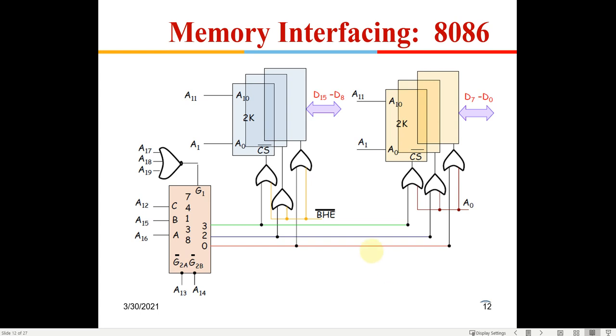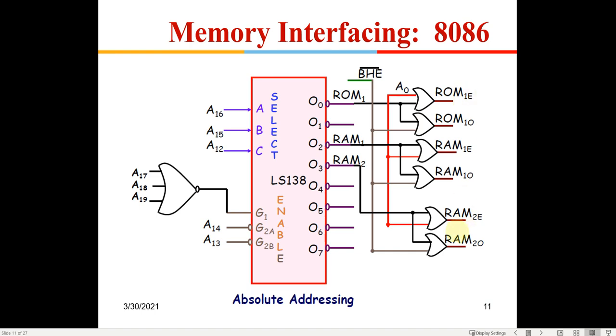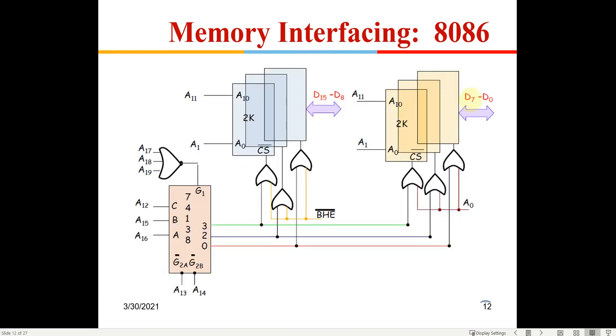Let's take a few more examples. The same thing is shown here along with the chips. Instead of 6 chips, the chips are shown out here as 3 and 3. These are the lower bytes, and these are the higher bytes, for the lower data bank and the higher data bank. They're shown as 3 different chips here.